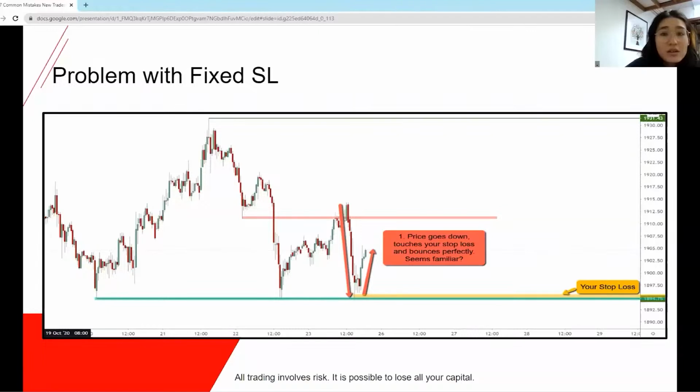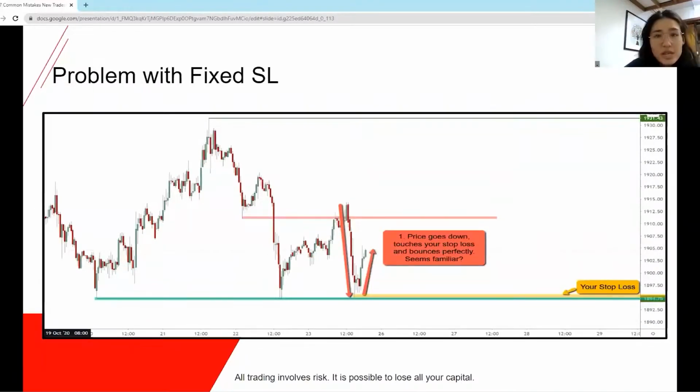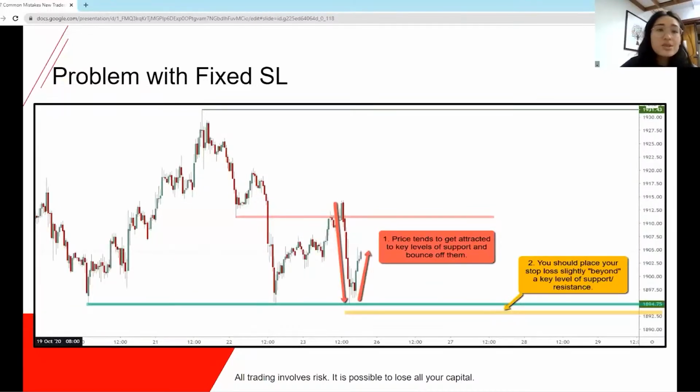But instead of going up, as we expected, price actually goes down, touches the stop loss and bounces perfectly from the support. So instead, what we should have done is to place our stop loss slightly beyond the key level of support and resistance so that we are not stopped out at the support, as price tends to be attracted to key levels of support or resistance and bounces off of them.